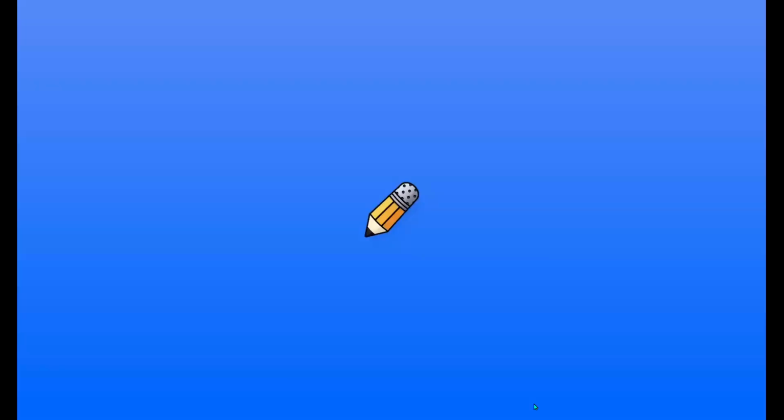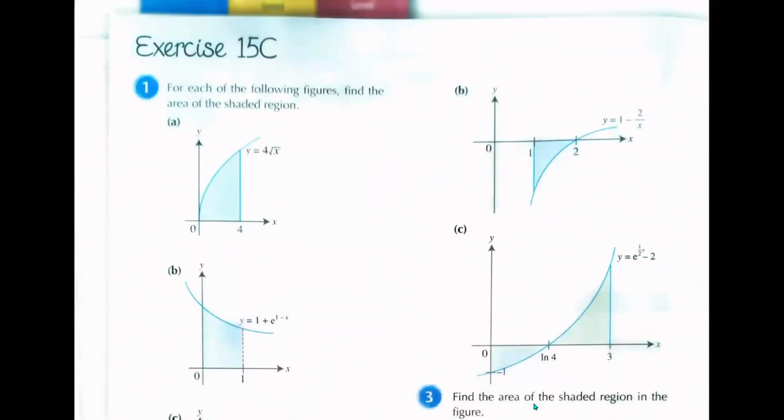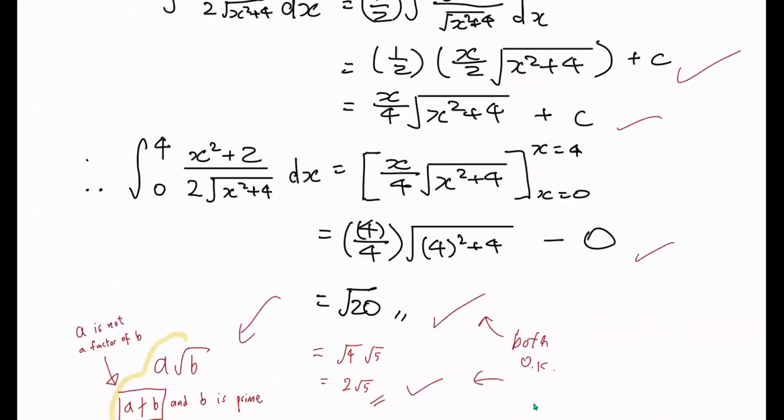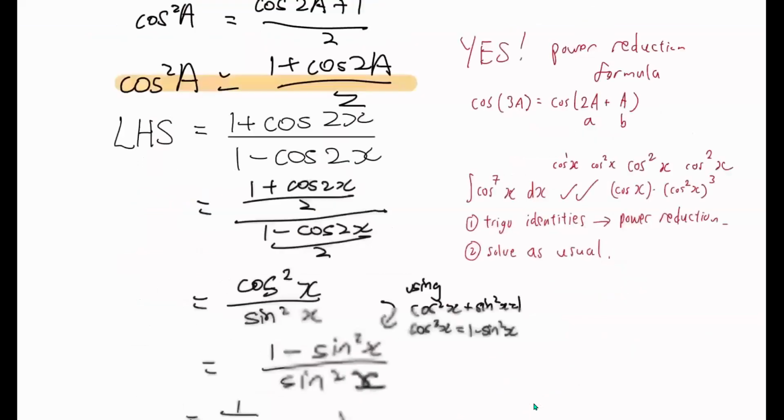Okay, so for 15C, I asked for the area of those shaded regions, which requires definite integration. You never try. Never try. Okay, never mind. We go through now. Let's start with the simplest one, question 1A. You must try during class. Okay, we will discuss this together.